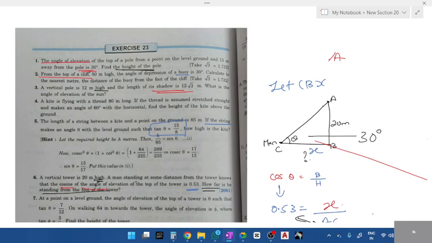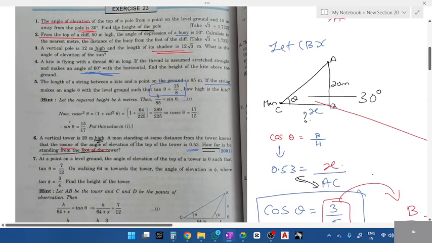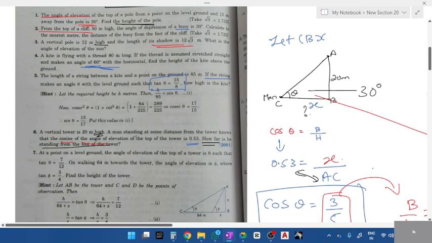Third question. Tell me the third one. Okay, in the third one we have to find the angle, right? We need to find the angle. Fourth question. Tell me the fourth one. Angle, fraction or decimal? Angle. 60 degree angle is mentioned here. 60 degree. Okay, fifth one. Tell me the fifth one. Tan theta is given as a fraction.